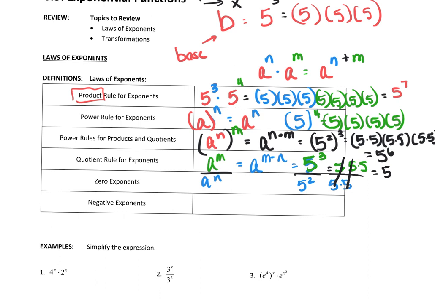Zero exponent rules says that any number a to the 0 is always equal to 1. So any number I raise to 0 power, for instance 5 to the 0, that equals 1. Negative exponents, there are no such thing as a negative exponent in exponents. So here's how we fix that. A to the negative n is equal to, you always flip, 1 over a to the n. Or you could have 1 over a to the negative n. This is equal to a to the n. You always flip negative exponents.